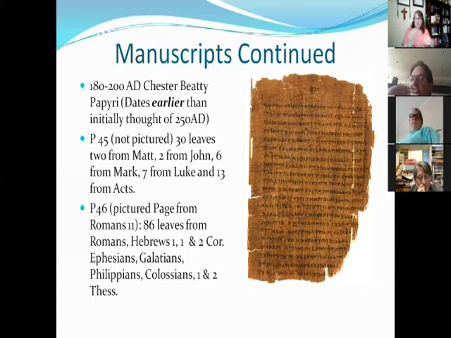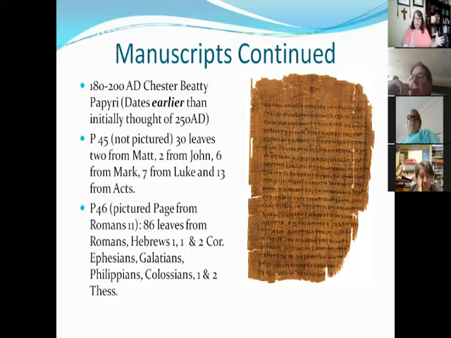Now, the one that's pictured is Romans. That particular stack had 86 sheets from Romans, Hebrews, 1st and 2nd Corinthians, Ephesians, Galatians, Philippians, Colossians, and 1st and 2nd Thessalonians. So most of those are written by Paul. Some people question Hebrews. I personally hold that if it wasn't Paul, it may have been a disciple of Paul because they had such great knowledge of the Jewish tradition, but nobody knows. Nobody put their name to that book.